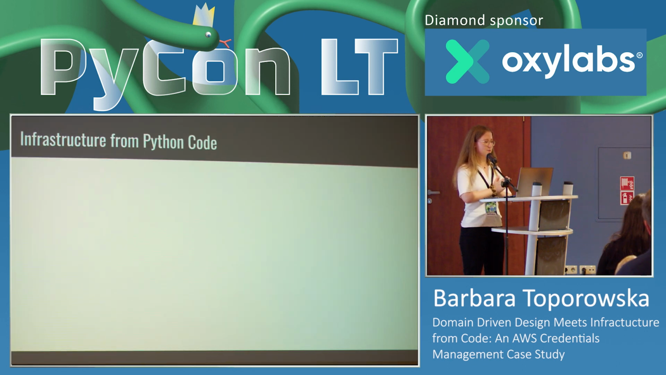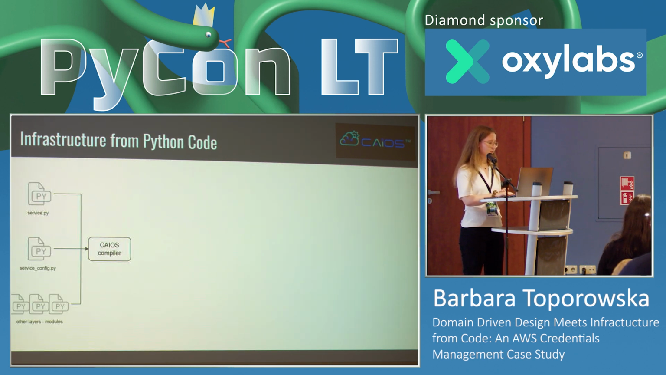Okay, so how does this code produce the infrastructure? And here is where I'm going to start talking vendor specific, because I'm going to talk about CAOS, which stands for Cloud AI Operating System. And one sentence overview, its main goal is to allow Python developers to treat cloud as a supercomputer. So it takes our Python code, our service layer, the configuration, and all other layers and modules.